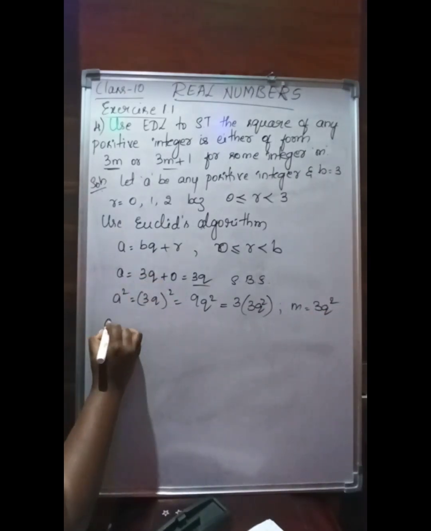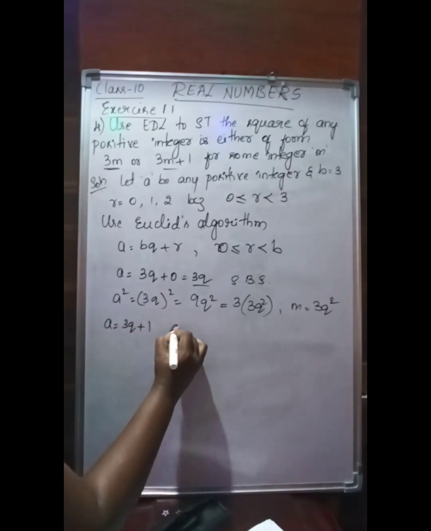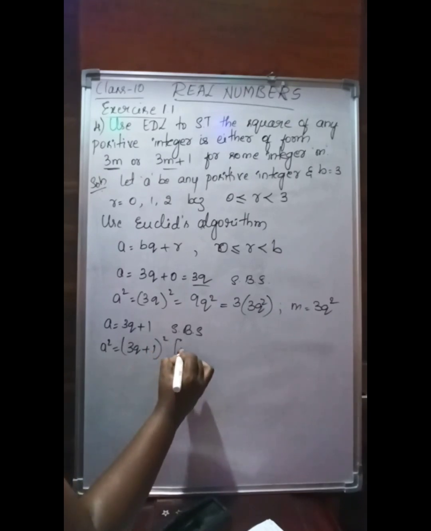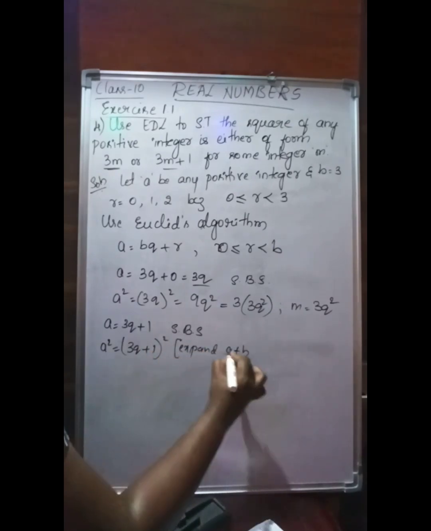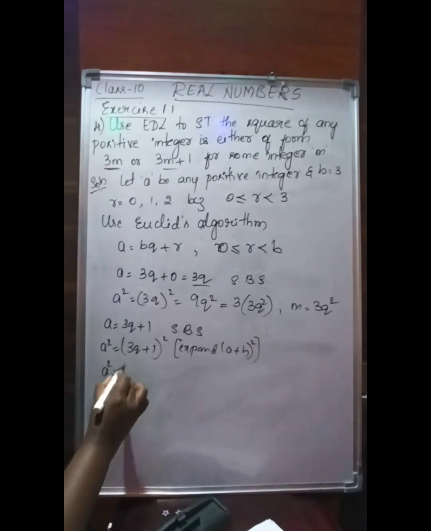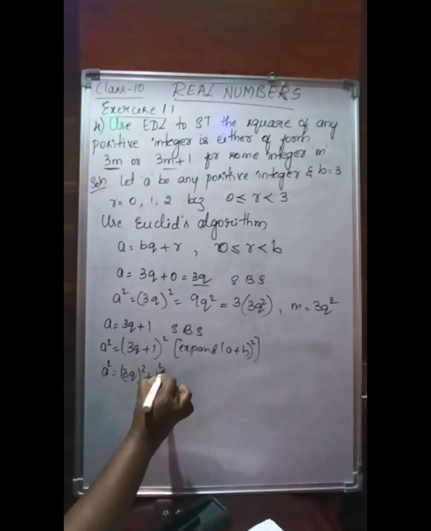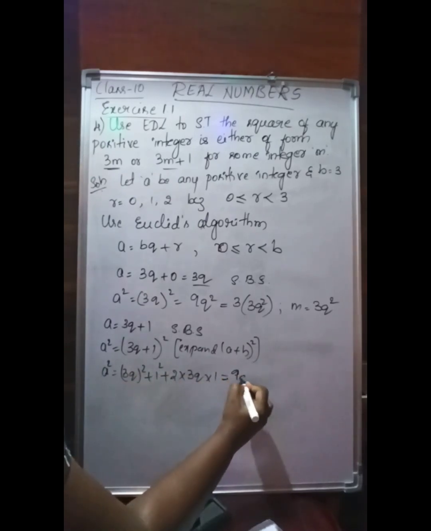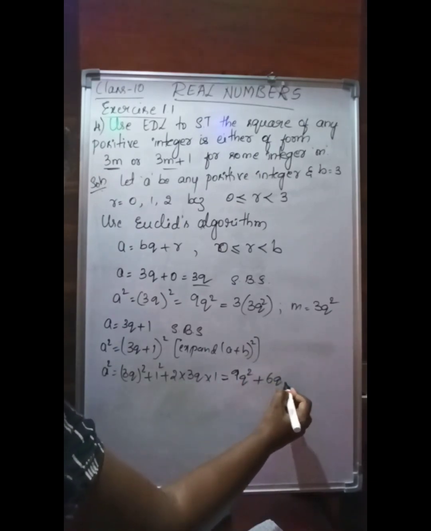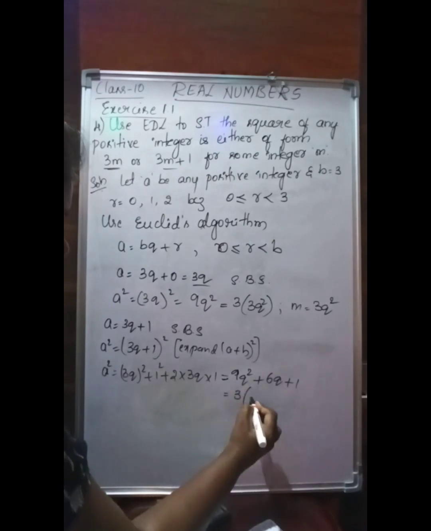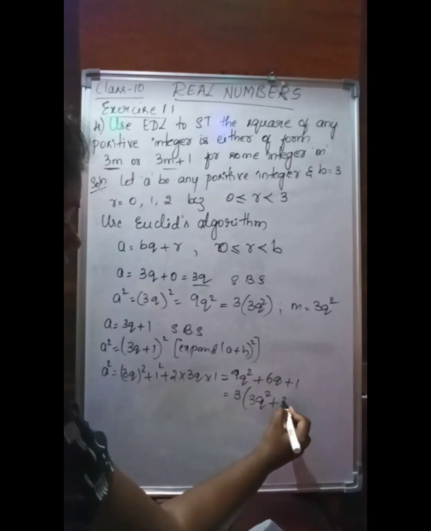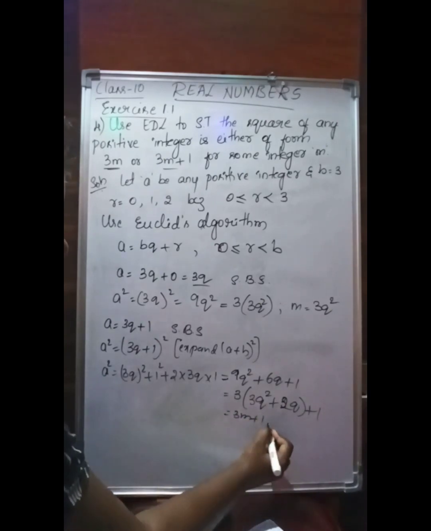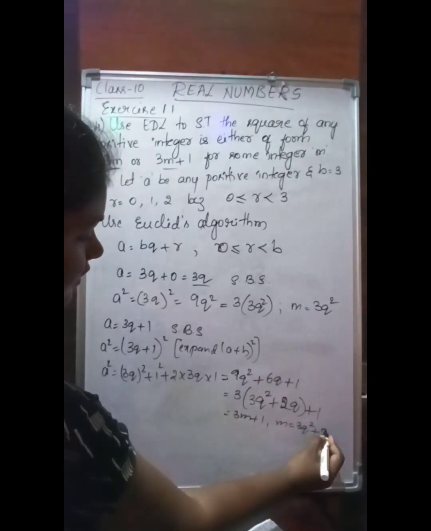Now consider another one, that is a equals 3q plus 1. Here also square on both the sides. What will happen? a square equals 3q plus 1 whole square. Now expand in the form of a plus b whole square. a square equals 3q whole square plus 1 square plus 2 into 3q into 1. So you will get 3 3 is a 9q square plus 2 3 is a 6q plus 1. So here take 3 as common: 3 into 3q square plus 2q, plus 1. See, this is in the form of 3m plus 1, where m equals 3q square plus 2q.